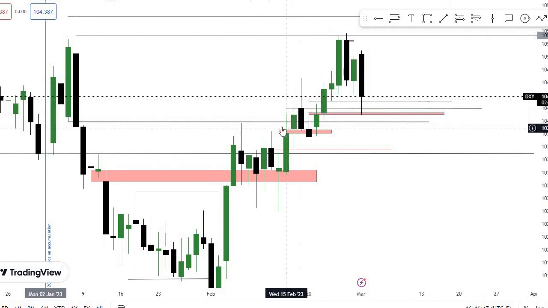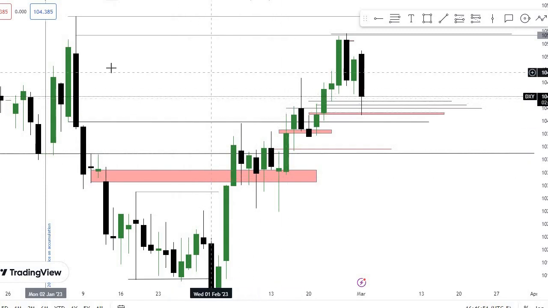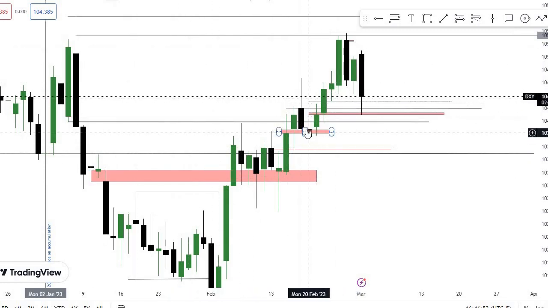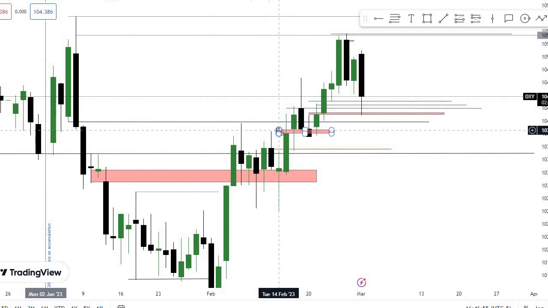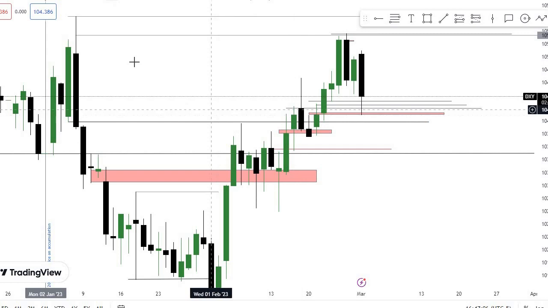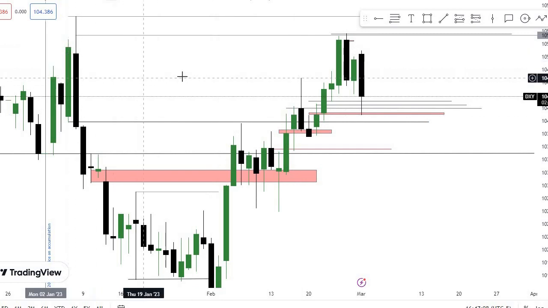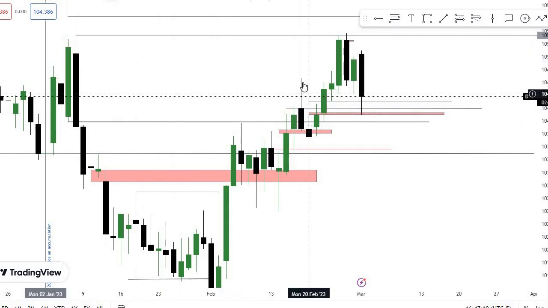So these are the DXY, the dollar index. When price was here, we were called okay. When price got here, we saw this. I was also mentioning this. If you remember, this is called a volume imbalance. I was calling this volume imbalance when price got to this other block. I was like, okay, this is a volume imbalance.